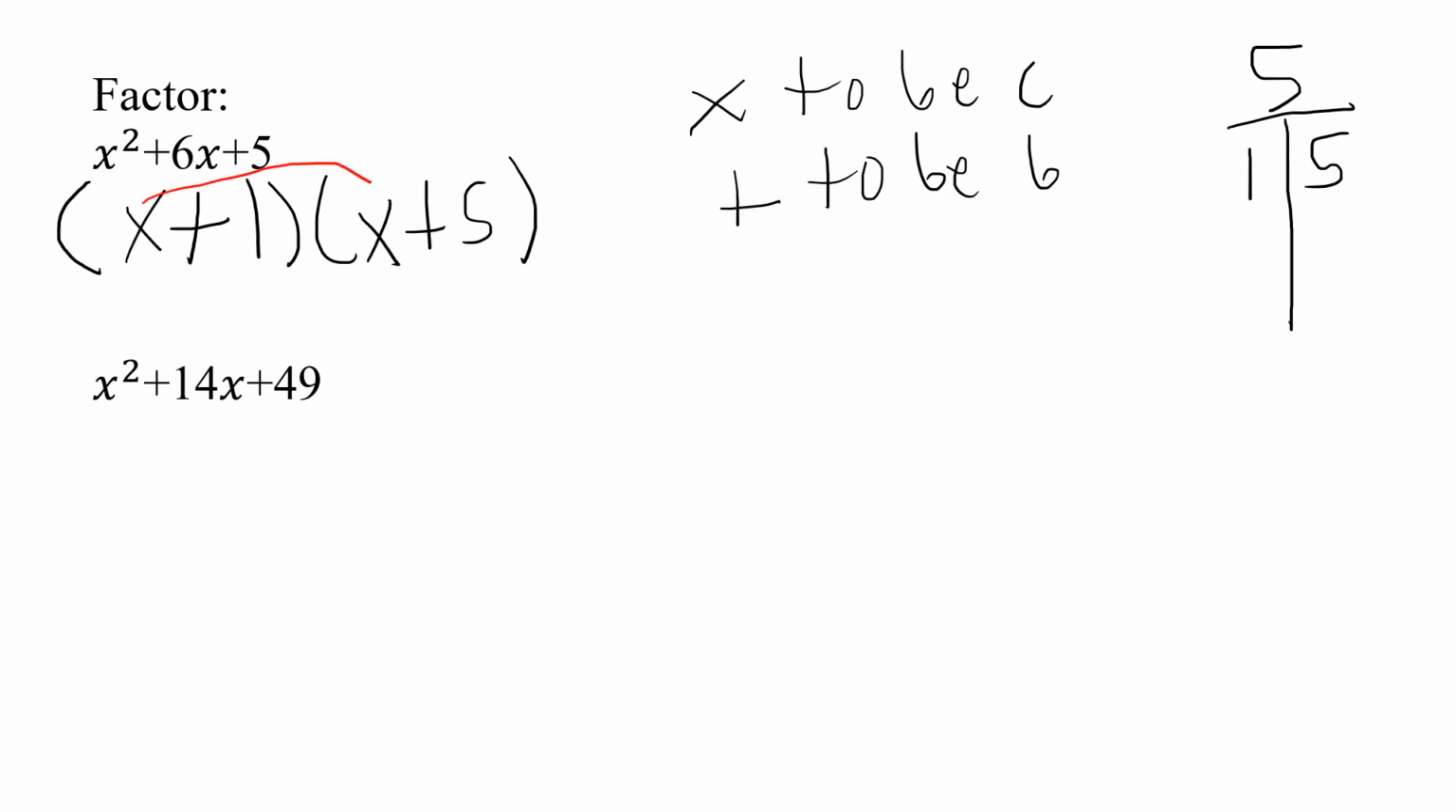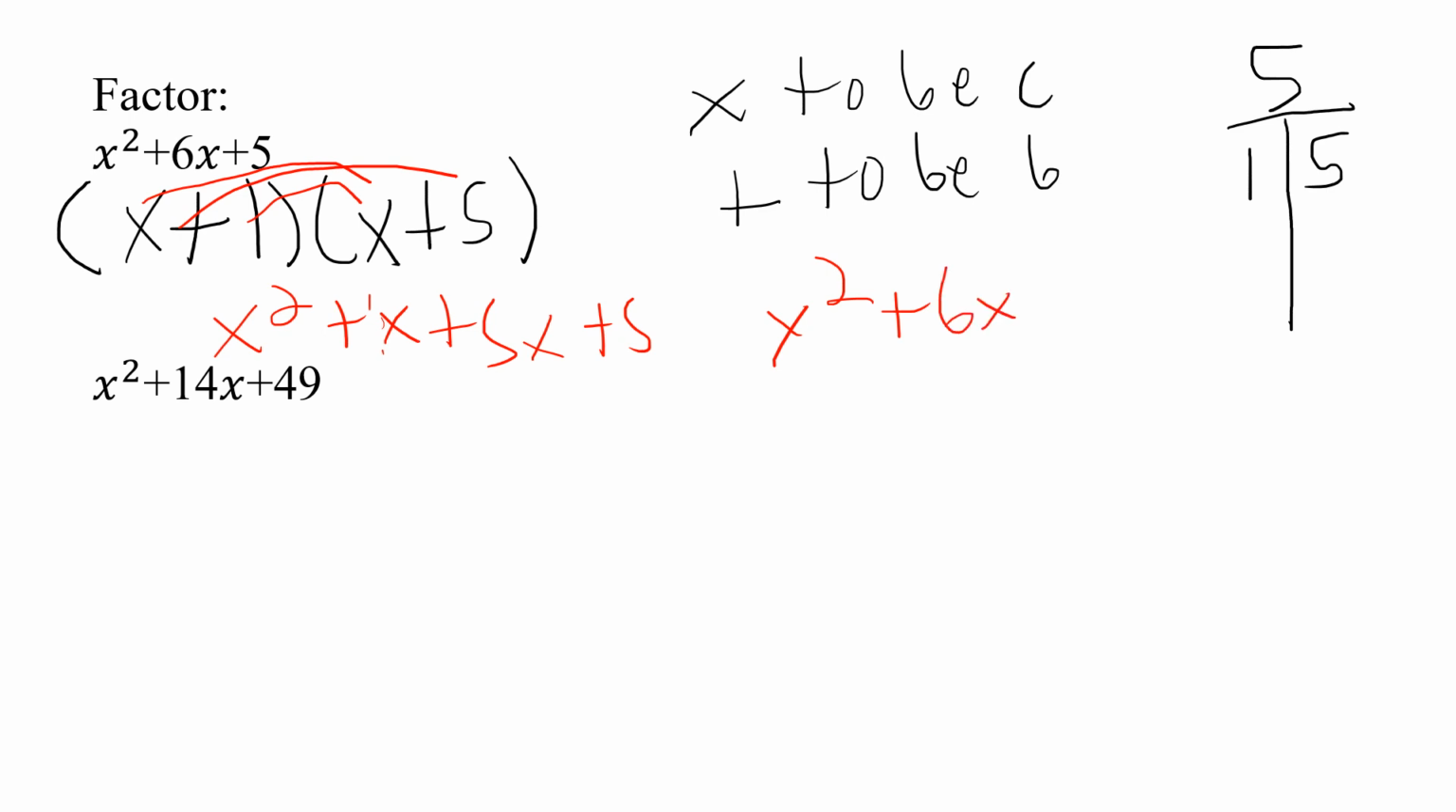x times x is x squared, plus 1x, plus 5x, that's x times 5, plus 1 times 5 is 5. And we have an invisible 1 in front of this 1x here. So what we get is x squared, combined like terms, plus 6x plus 5. And that's the same thing we started with, so we did it right.